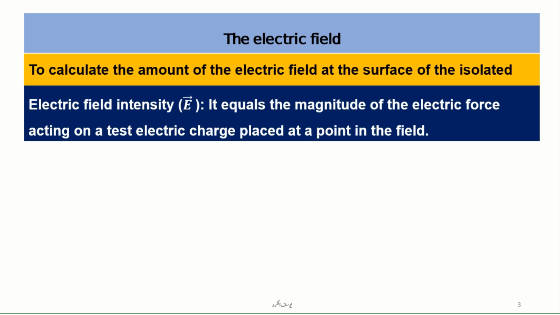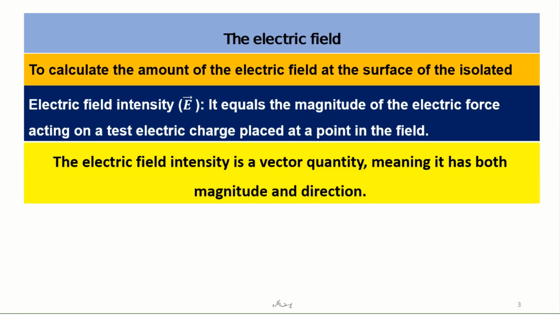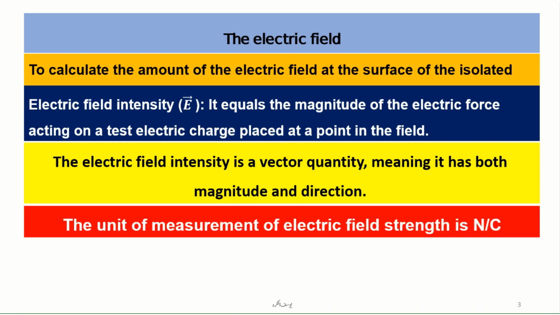The electric field intensity, E vector, equals the magnitude of the electric force acting on a test electric charge placed at the point in the field. The electric field intensity is a vector quantity, meaning it has both magnitude and direction. The unit of measurement of electric field strength is Newton per Coulomb.